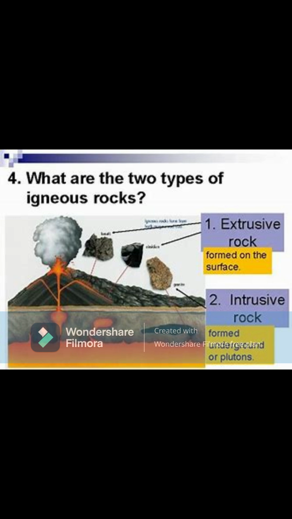What are the two types of igneous rocks? Extrusive rocks formed on the surface, intrusive rocks formed underground, or plutons. This is a sample of an igneous gabbro rock. Notice the rough texture and the coloring.